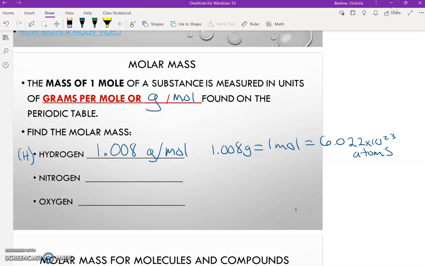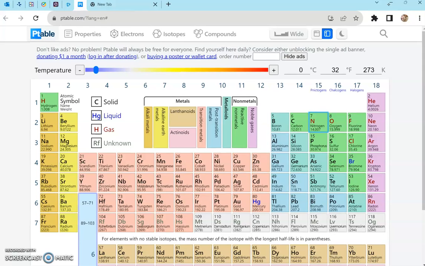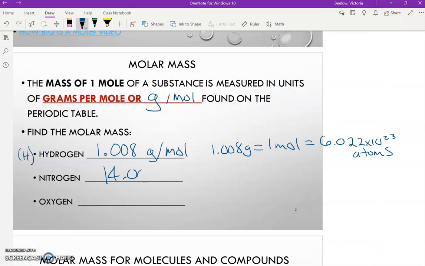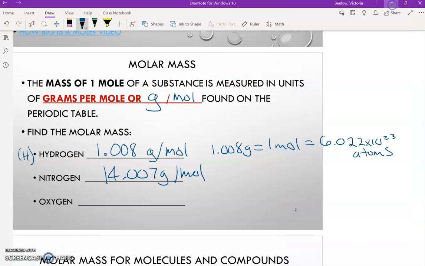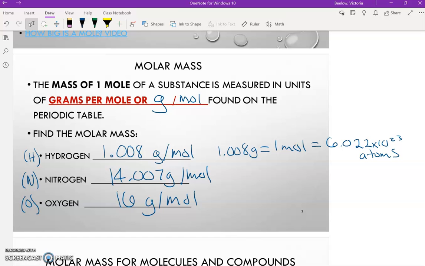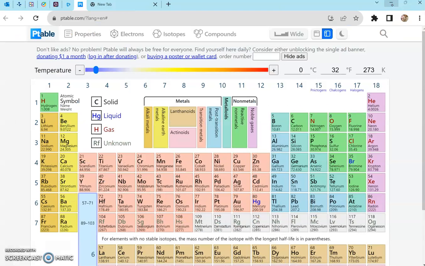So again, every element on the periodic table has its own unique molar mass. Nitrogen is 14.007. Oxygen is 15.999. For this class, I'm fine if you just say 16. That's acceptable. If we're just talking about nitrogen and oxygen, that's pretty straightforward. If you want to know the molar mass of a particular element, you just have to look on the periodic table.